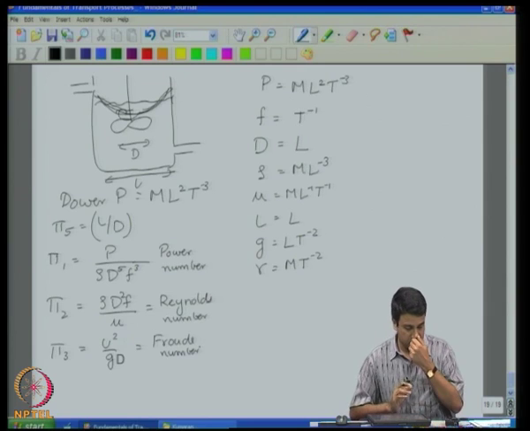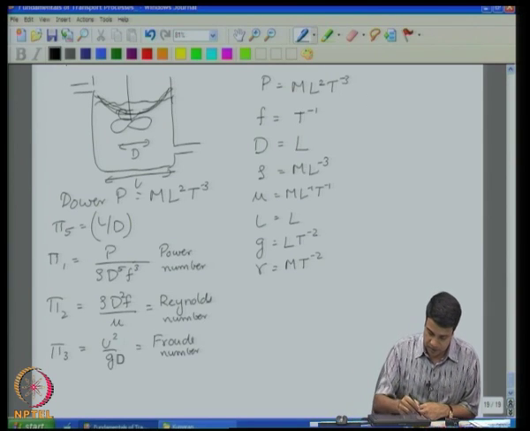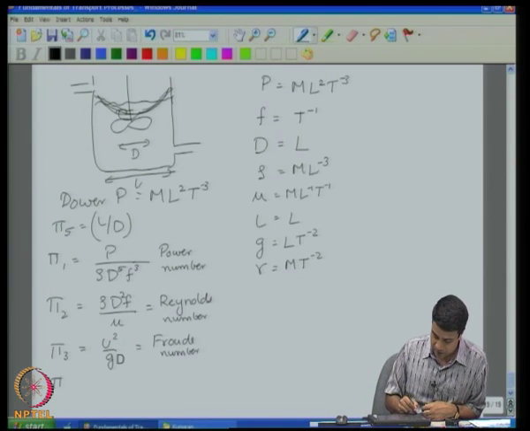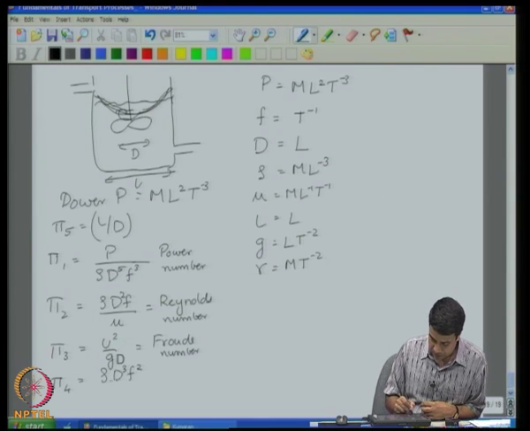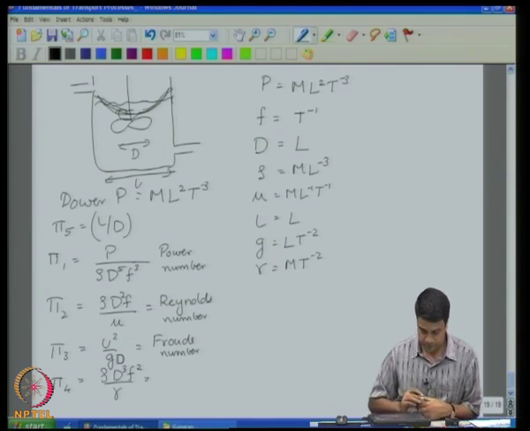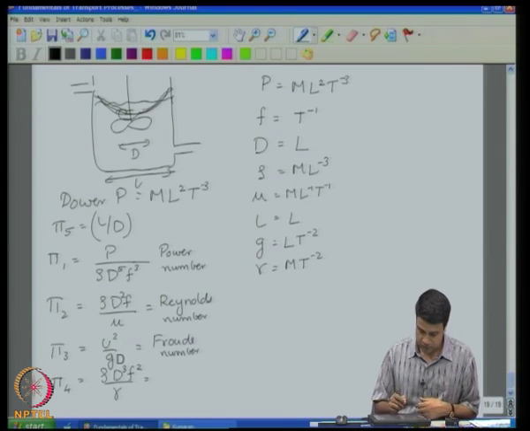And there has to be one that involves surface tension. And once again, the dimensional basis is quite easy to see what that is. This has to be rho d cubed f squared by gamma. This is called the Weber number.